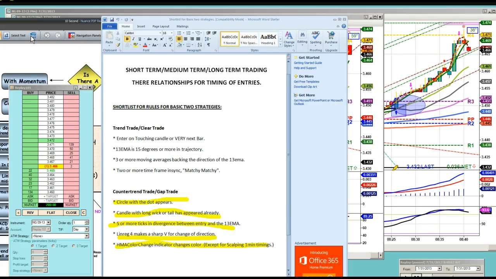Now, if you want to do strictly scalping on the 1 minute chart, there's 2 places you can do it. The first place is right here on the circle with the dot, or you can wait for this HMA to change red. It gets you in a little later, and maybe you're closer to the 13, and sometimes you may not be able to take it because the HMA changes color too late. So I'm going to show you the 2 scenarios.